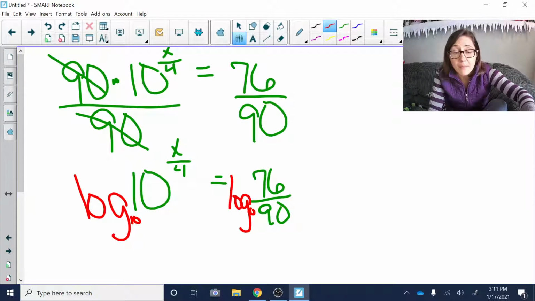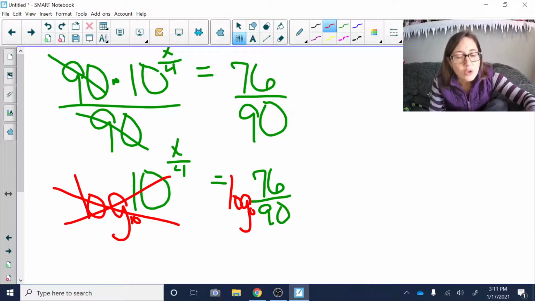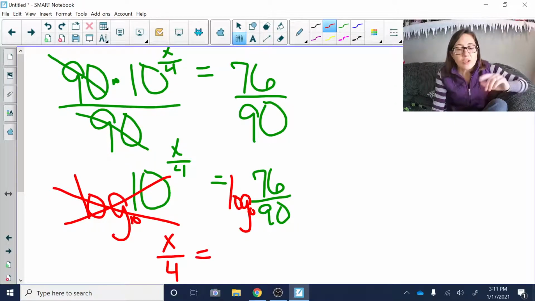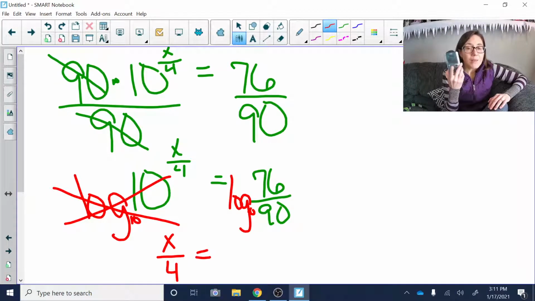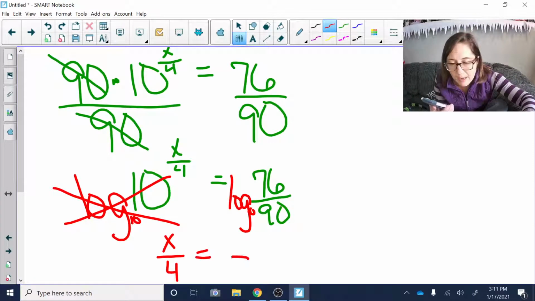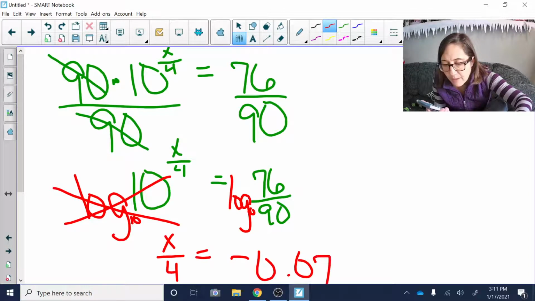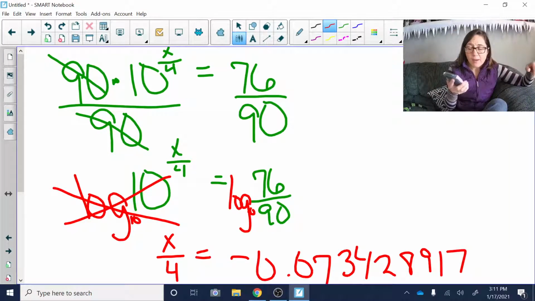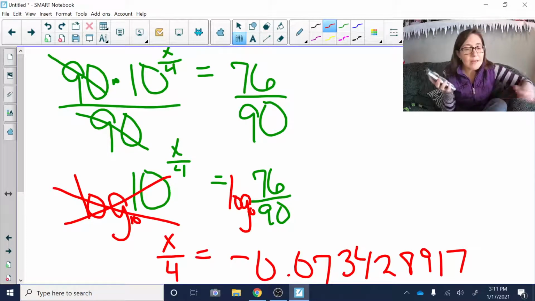So log base 10 of 10 to the something, those two operations cancel each other out. So that's going to leave an x over 4 on the left side of my equation. Now I'm going to grab my calculator and take log base 10 of 76 over 90. Log base 10 is just the log button, and it opens a parentheses for me on this calculator. So I'm going to type in the 76 over 90 and close my parentheses. And I get a negative 0.07342817. Now, I wouldn't write that down or round it as I write it down. I would just keep it right here on my calculator because I have one more step I need to do.